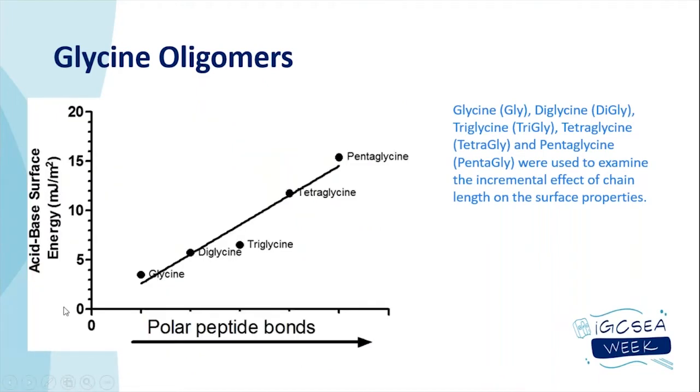And this is just showing, as a summary, the acid-base contribution to the surface energy as a function of the glycine chain length. As we go from glycine to pentaglycine, we see a very strong dependence of the acid-base contribution to the surface energy. Basically, we see an increase in the polar peptide bonds as we go from glycine up to pentaglycine.